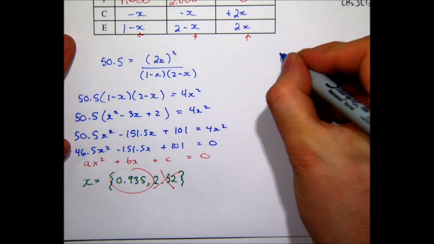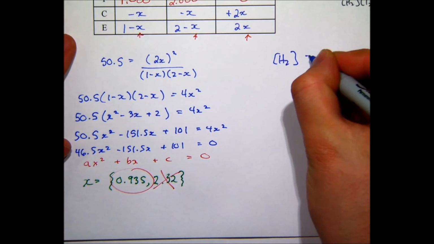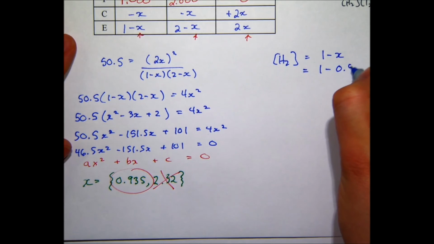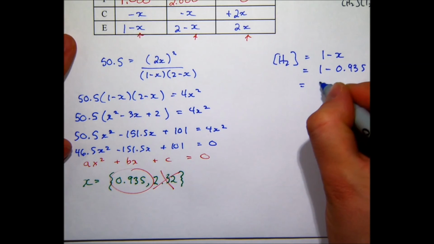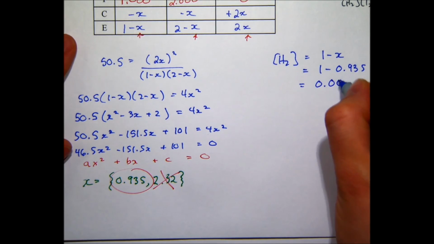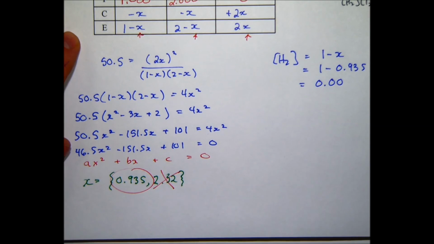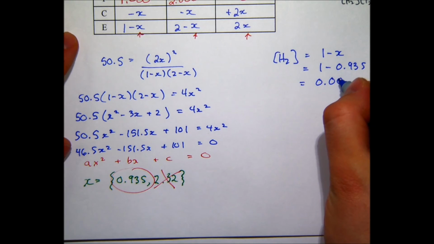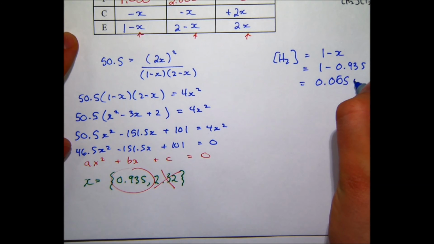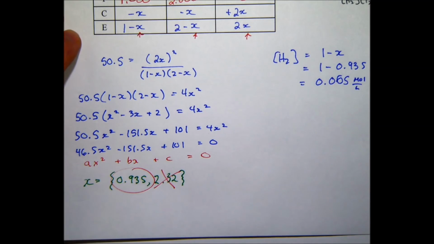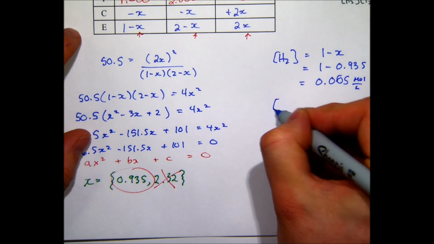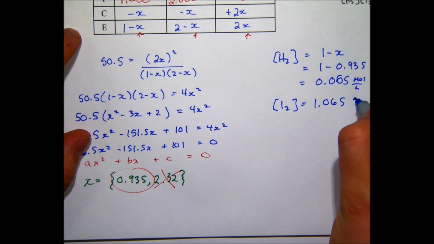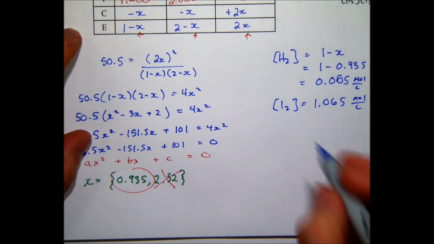So the concentration of H2 is equal to 1 minus x, which is equal to 1 minus 0.935, which is equal to 0.065. And that is in moles per liter. The concentration of I2 is equal to 1.065, just one more mole.